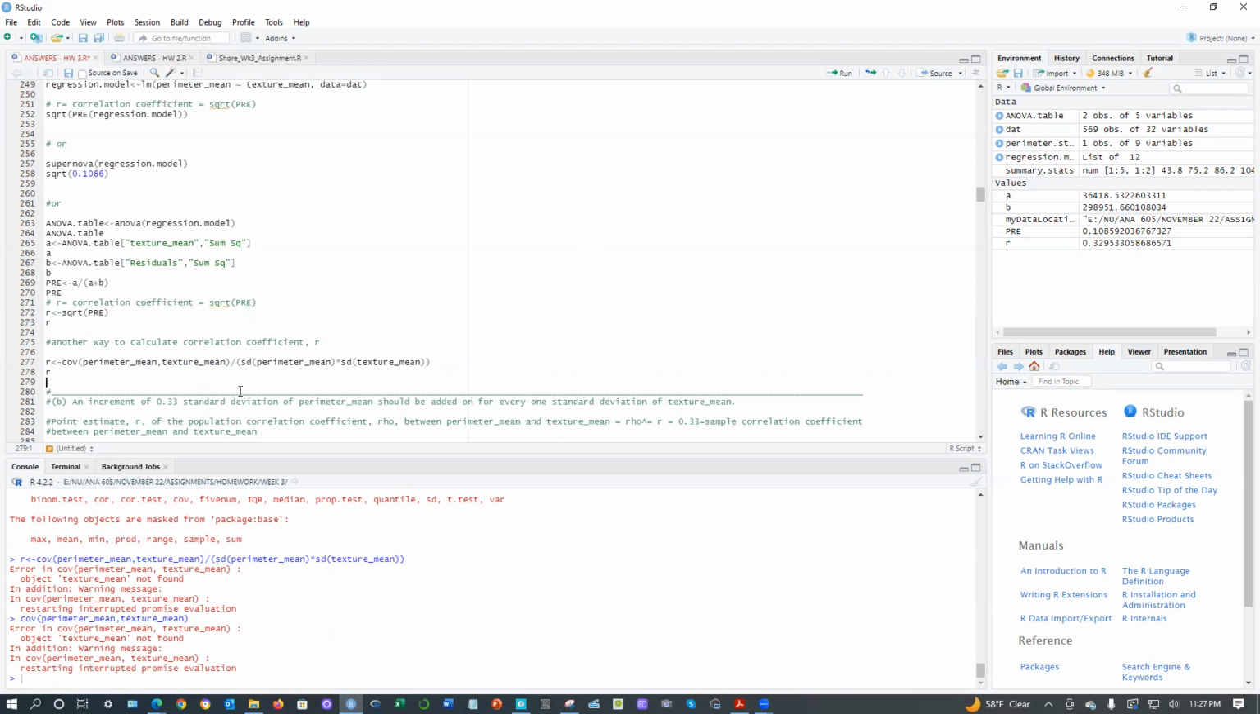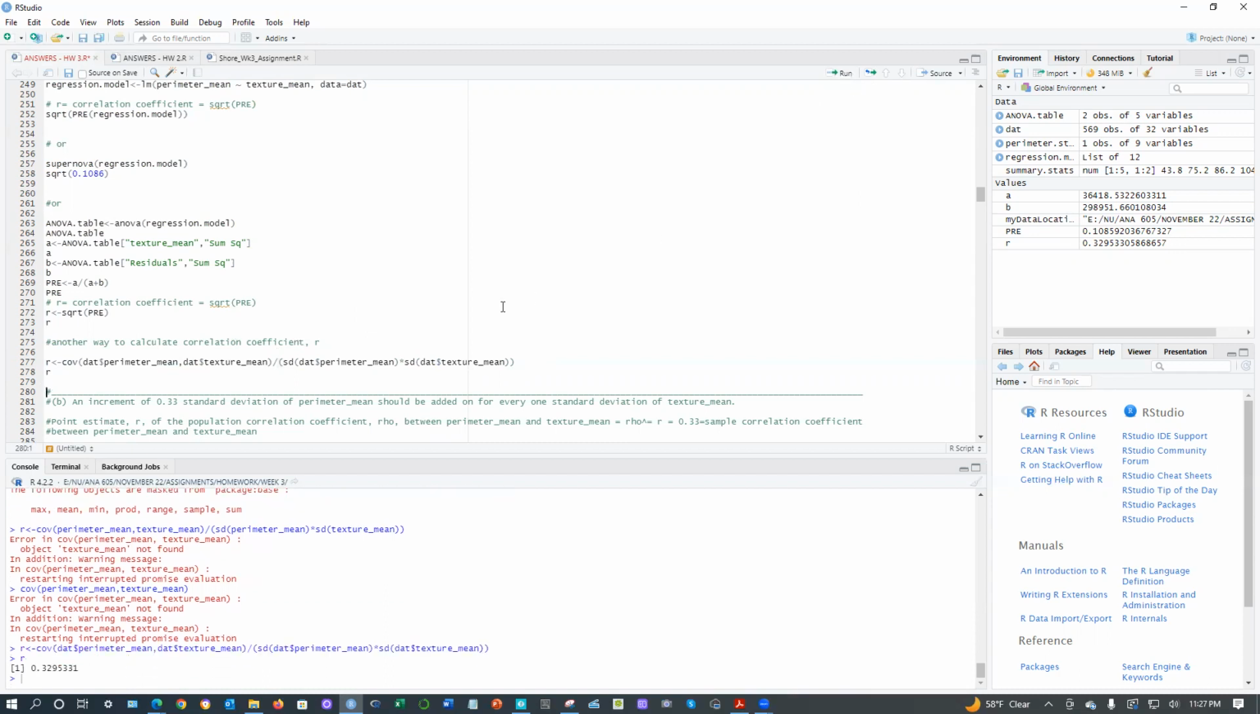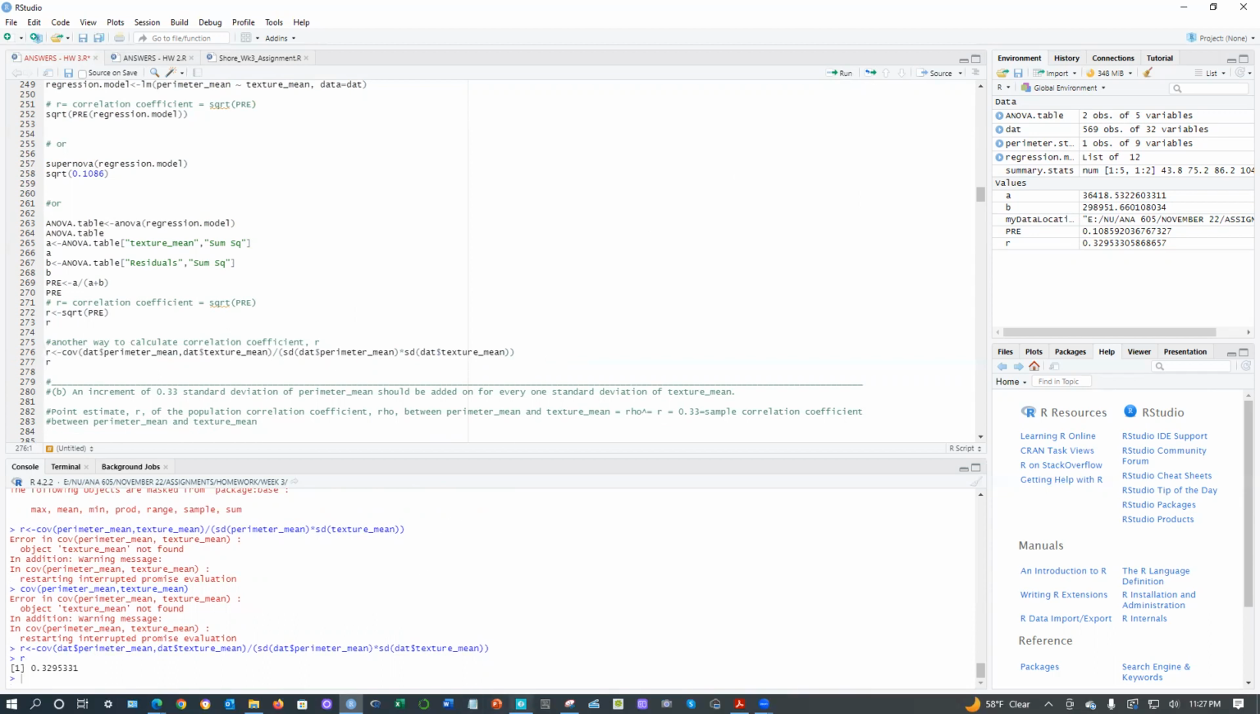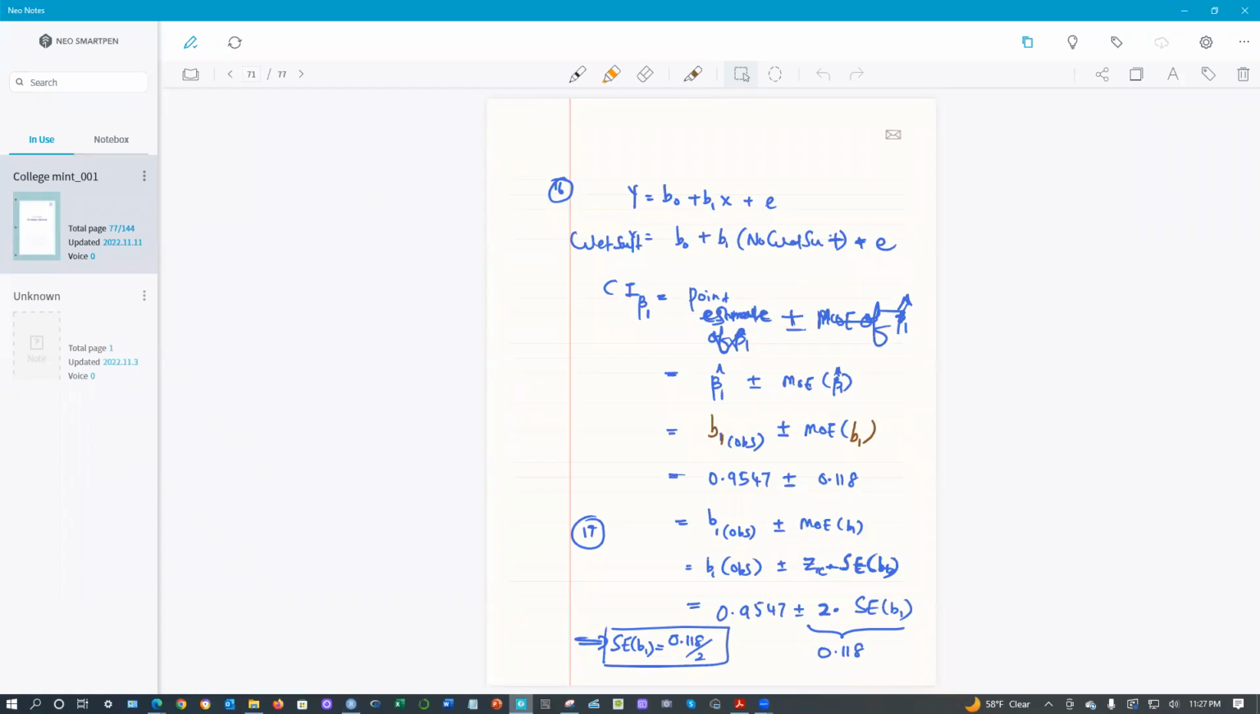Okay, I know what happened. Yeah, that's right. Data, that's the problem. Here, that will go to this, that will go to this. Data perimeter mean, data texture mean. It's okay. See, that's the same thing. It is very similar to what we were talking about.